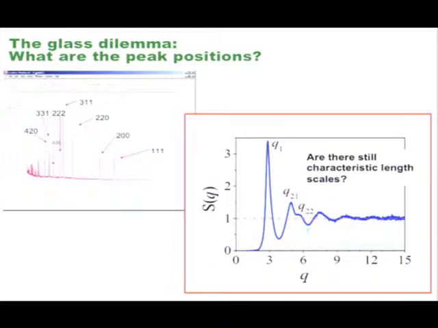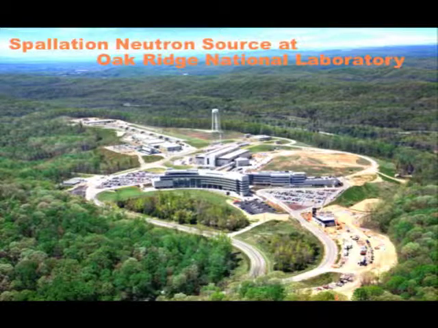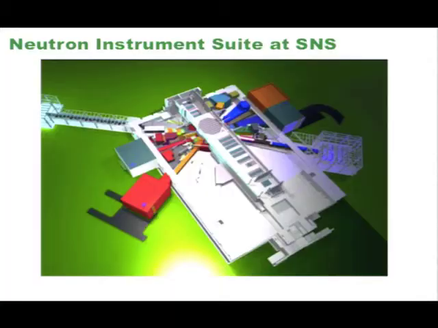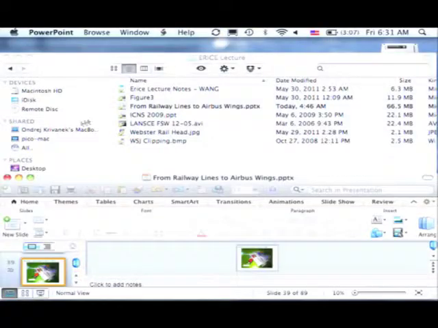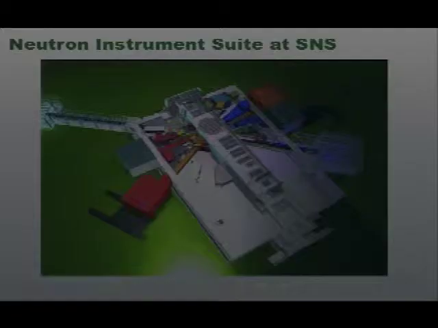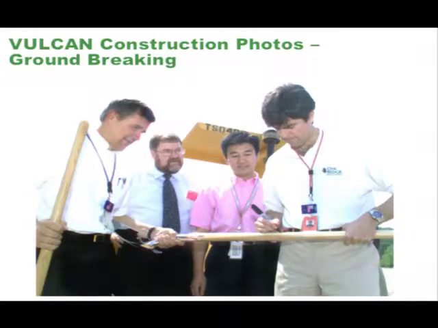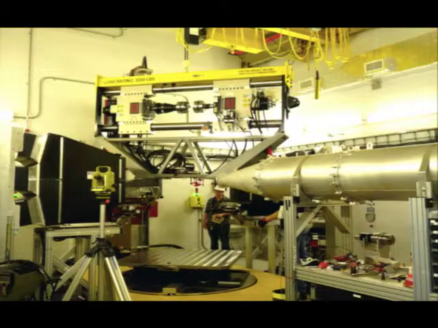Now, in the next few, how many minutes? One minute, okay. All right, so in the next minute or so, let me just show you one of the instruments that we built at SNS, this VULCAN defectometer. I'll just use one example to show you how things have evolved. Well, let me just find that. So you've seen this before.